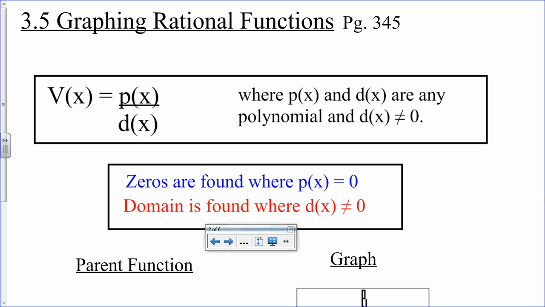The domain is found when d of x, the denominator, is equal to 0. That's the values that x can't be. That's the domain. Again, we've done that several times. That's also where we find our vertical asymptotes, but we'll talk about that later.